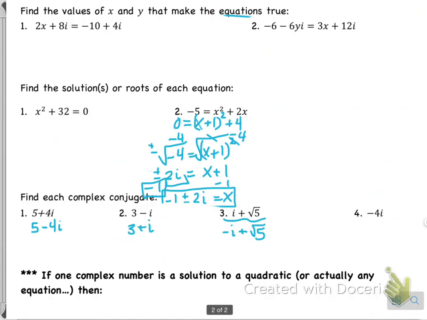Okay? And so I have this last statement here. If one complex number is a solution to a quadratic equation, then what do you know? Well, just like you saw in the example up here, okay, if you get one complex number, then you also have the complex conjugate is also a solution.